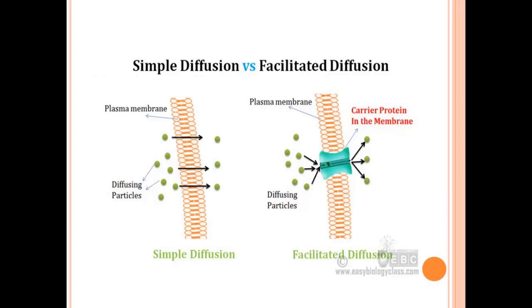Here is an image where you can see the difference between simple diffusion versus facilitated diffusion. In simple diffusion, what you are seeing is the diffusing particles are going with the concentration gradient and moving across the plasma membrane. Whereas in facilitated diffusion, you need a carrier protein in the membrane which will help in the crossing of the particles from one side to the other.